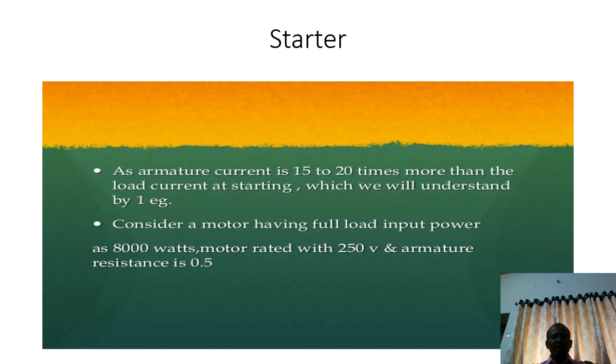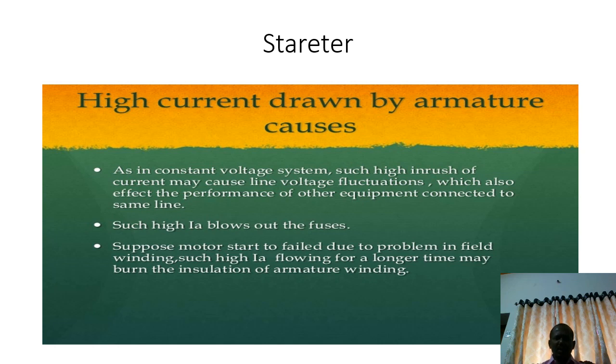For example, we know that a motor having full load input power of 8,000 watts, which is rated at 250 volts, has armature resistance of 0.5 ohms. So in this condition, when you observe, Ia is equal to V by Ra. The armature resistance is very small, that is 0.5 ohms.